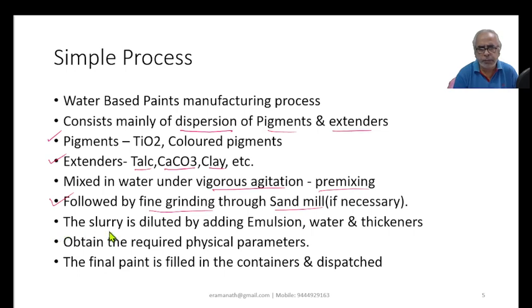Then the slurry is further diluted by adding emulsion and water, and it can be thickened by using proper thickening agents so that we can attain the required viscosity. And then we need to obtain the required physical parameters, that is very important. The final paint is filled in containers and dispatched. So this is the simple story of the process of manufacturing any emulsion paint, be it exterior or interior.